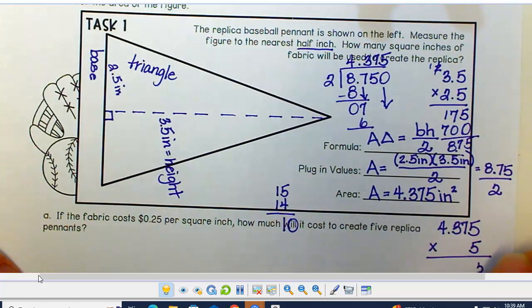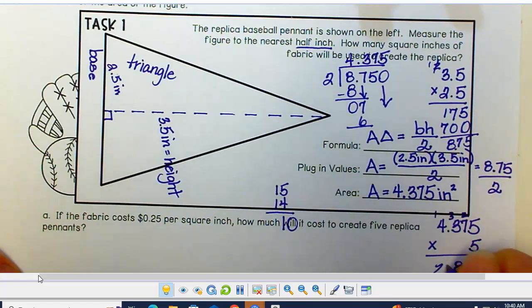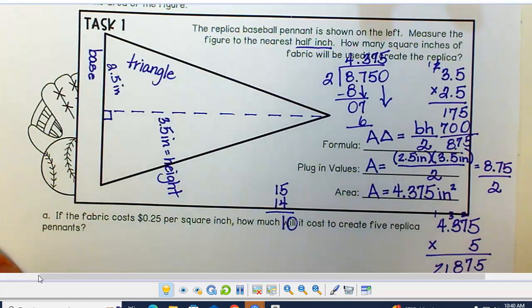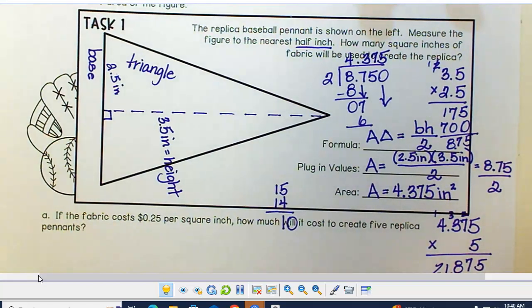5 times 5 is... 5 times 3 is 15, 18, 20. Okay, and I have 1, 2, 3 places behind the decimal. I have 21.875 total square inches. And each square inch is going to cost me 25 cents.